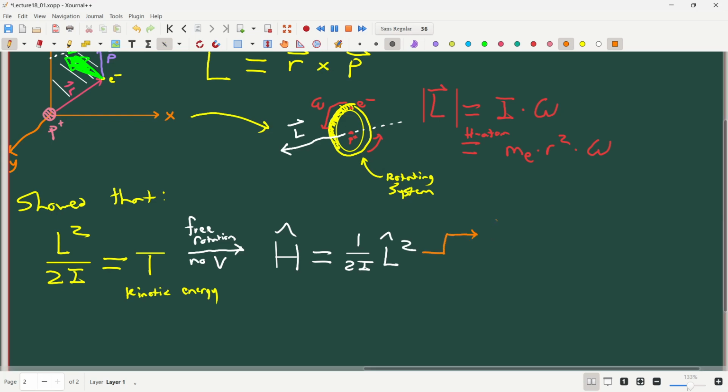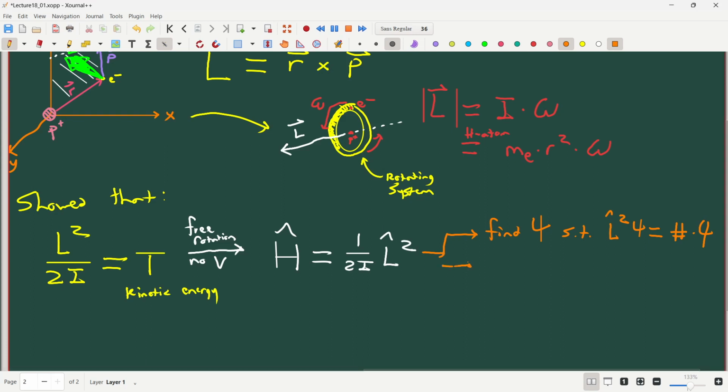We want to find wave functions such that when we apply L squared to them, we get a number back times psi. That's always what we want, and we want wave functions that represent the rotations of our system. And we also want to find the allowed values of the number.